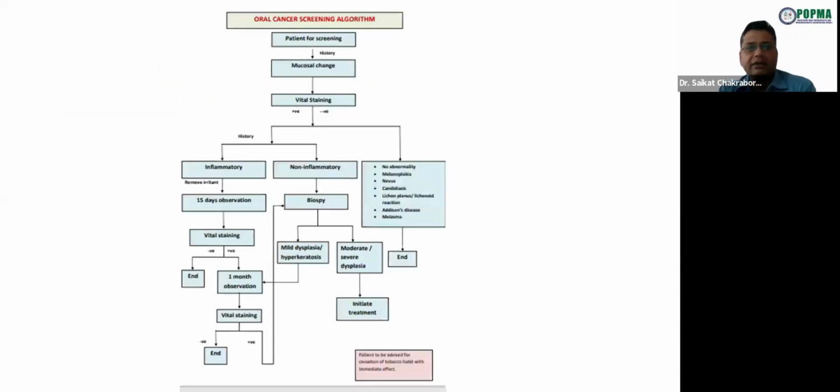This is an algorithm which we follow for oral cancer screening. This is for the oral cancers, basically OPMD screening. It covers most of the red or white patches and lesions which I had just talked about.